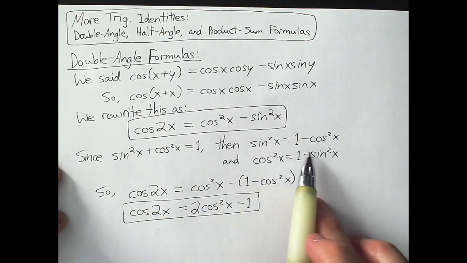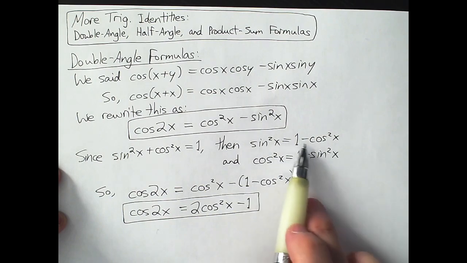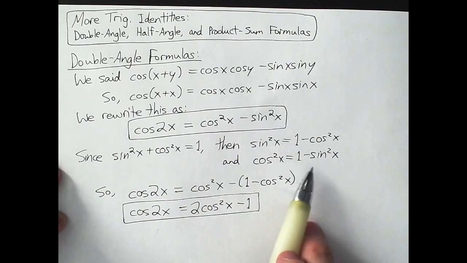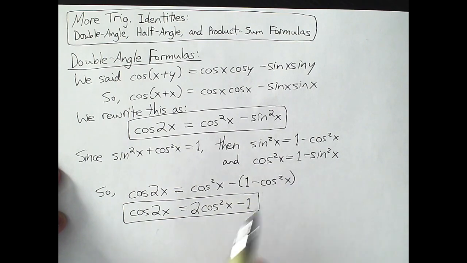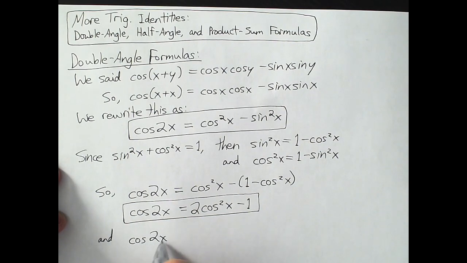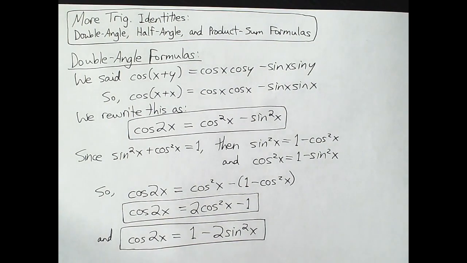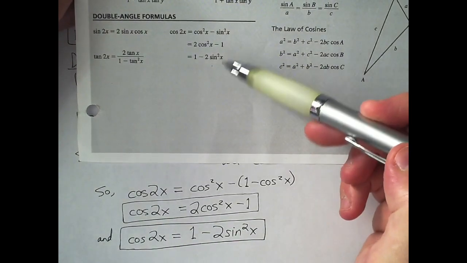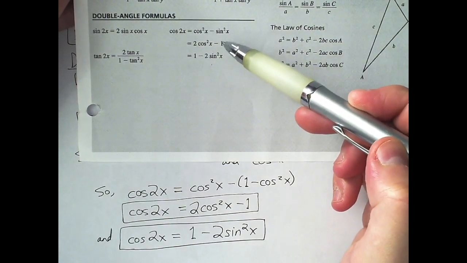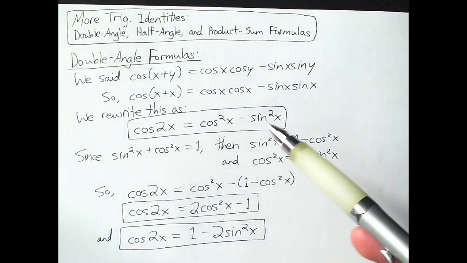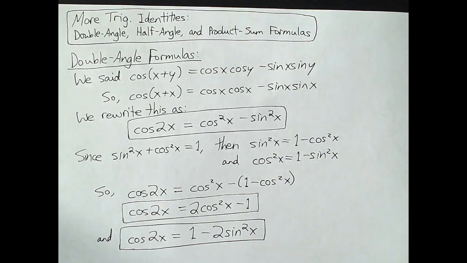Also, we can use the other one. So instead of swapping in 1 minus cosine squared for sine squared, you could do the other thing. Swap this in for cosine squared, and I'll just write that one. That's the one where you wind up getting 1 minus 2 sine squared x. So that's why on the sheet there are different things here for cosine 2x equals this, equals this, equals this. That's what we just did. Equals this, this, this. So those are called double angle formulas for cosine.